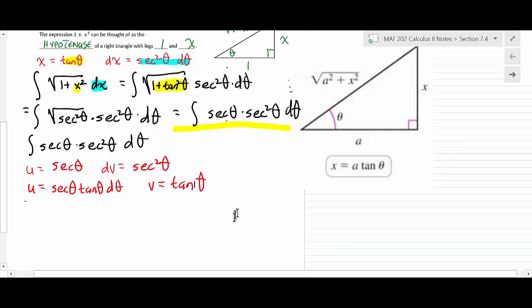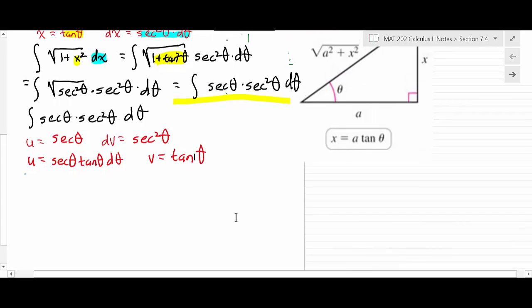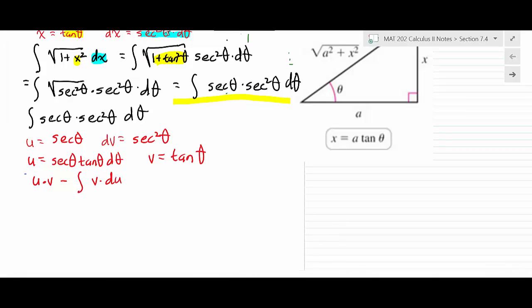All right, so let's see what kind of integral we have in integration by parts now. So remember, the integration by parts formula is you have u times v minus the integral of v du. Okay, so let's put that in and let's see what we are encountering here. So if we do u times v, we're going to have secant theta times tangent theta like that.